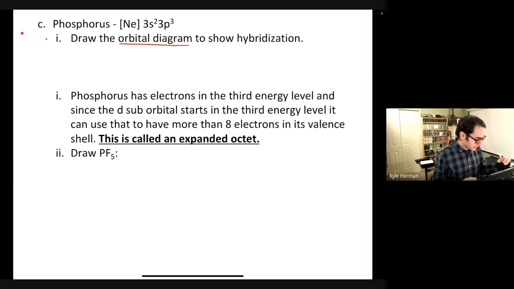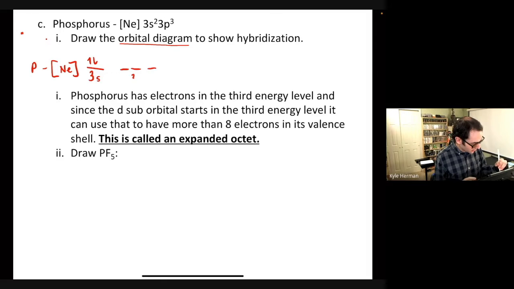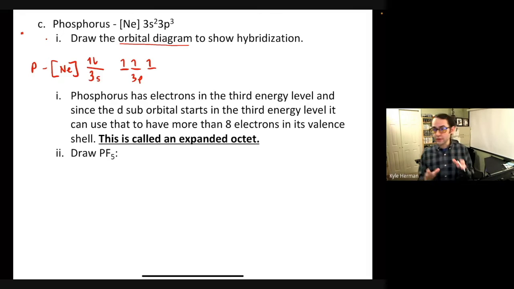Okay, so here's one of our examples for hybridization. What we have to do first is draw the orbital diagram. So let's do that. Phosphorus is [Ne] 3s up, down, and then 3p, 3. Now, this is really special, and kind of interesting.